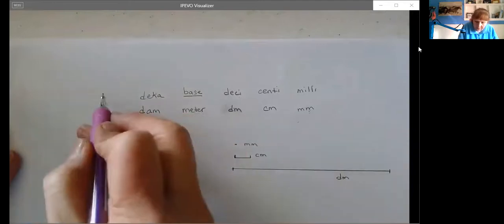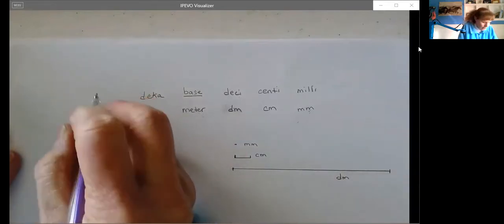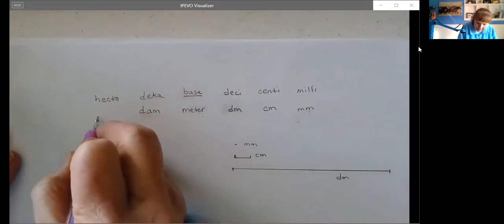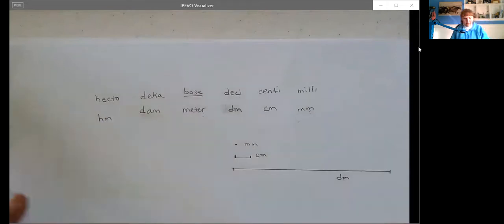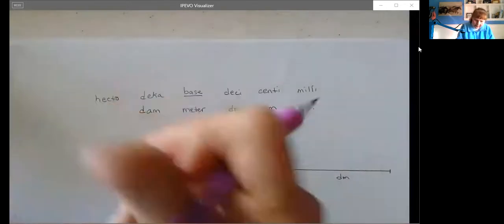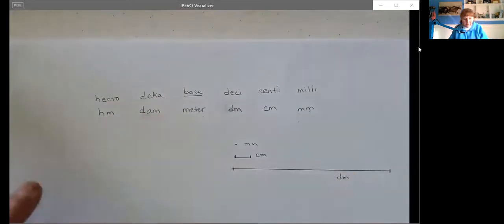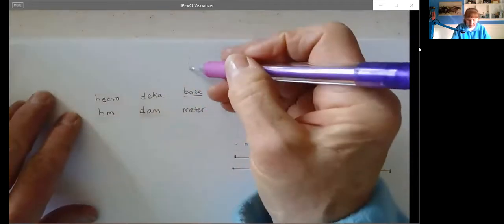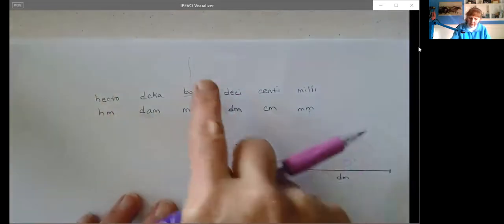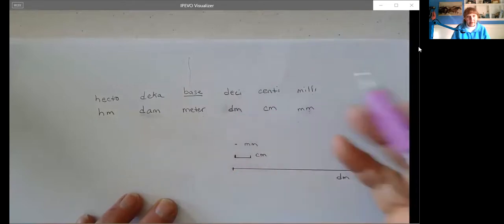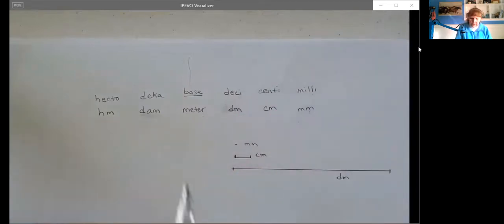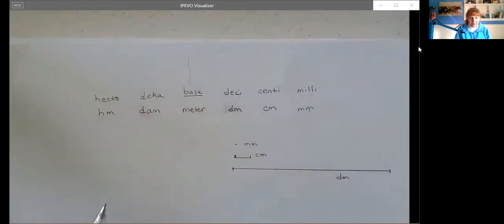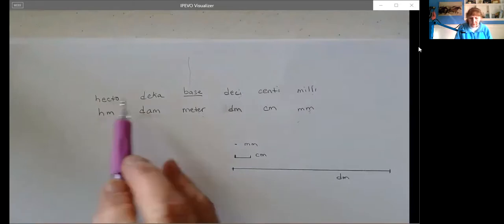Also, if you have 100 meters, you have a hecto, and they're just going to use HM for hectometer. Once again, I've got to make it as even as possible. This is 100 meters. These over here are large, and these over here are small. If they end in an I, think of it like that, they're smaller than a meter. So a decameter is 10 meters. Hecto, 100. That's kind of nice to remember. Hecto, you have 100 meters.